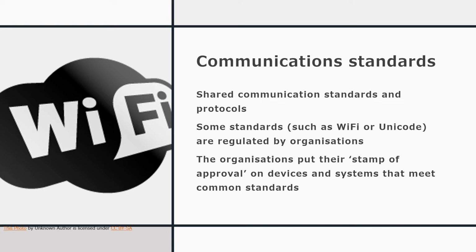However, the physical structure on its own isn't enough. The internet works as an international universal system because all the different computers that work with the internet use the same communication standards and protocols. Some of those standards, such as Wi-Fi or Unicode, are regulated by organizations. They don't have any legal standing, but devices that can work with those standards are given certification, and in practice nobody wants to buy devices unless they can connect to the internet and talk to other devices. So all the devices you own will use these communication standards.